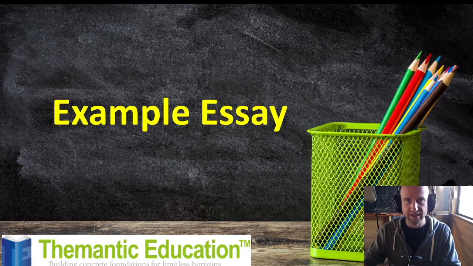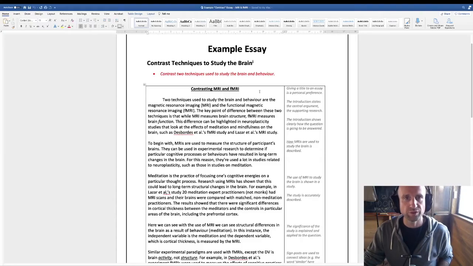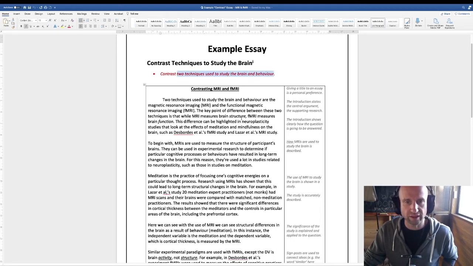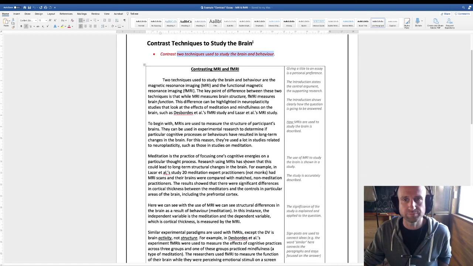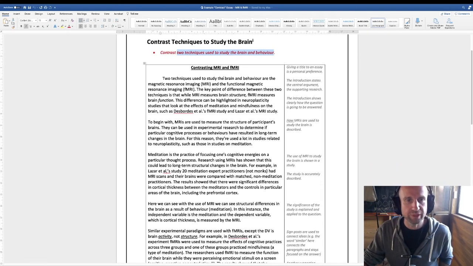All right, so let's have a look at an example and see what this might look like. This is an example essay contrasting two techniques used to study the brain. Now, this is included in the post-traumatic stress disorder teacher support pack, link in the description.